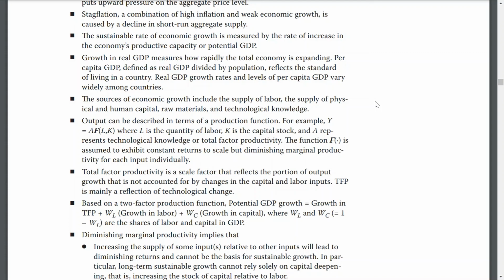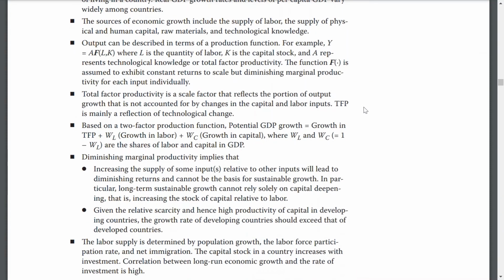The sources of economic growth include the supply of labor, the supply of physical and human capital, raw materials, and technological knowledge. Output can be described in terms of production functions. For example, Y equals A times a function of K and L. Total factor productivity is a scale factor that reflects the portion of output growth that is not accounted for by changes in capital and labor. TFP is mainly a reflection of technological changes.